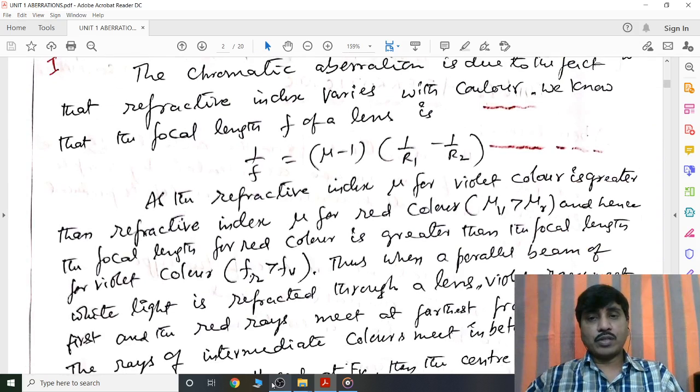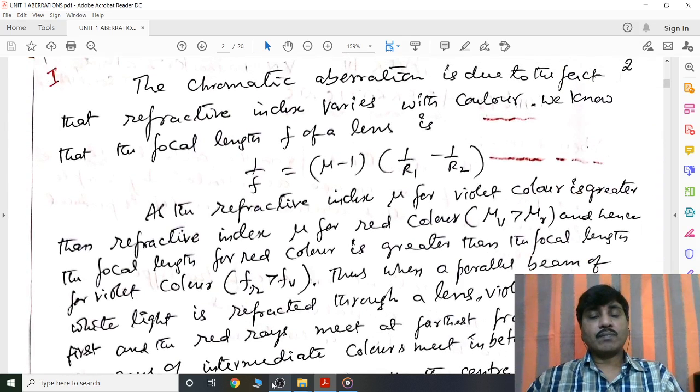The chromatic aberration is due to the fact that the refractive index varies with color. We know that the focal length f of a lens is given by 1/f = (mu - 1)(1/r1 - 1/r2). This formula is called the Lensmaker's formula. In this formula, mu is the refractive index of the material of the lens, and r1 and r2 are the radii of curvature.